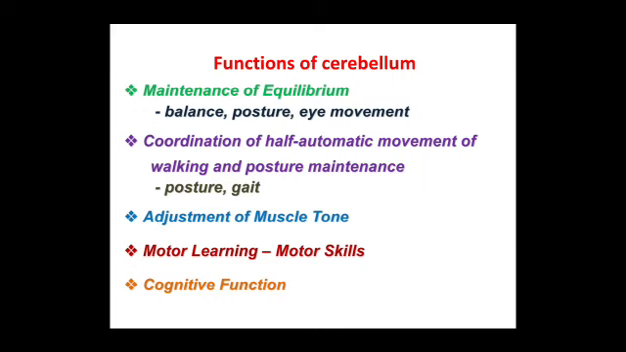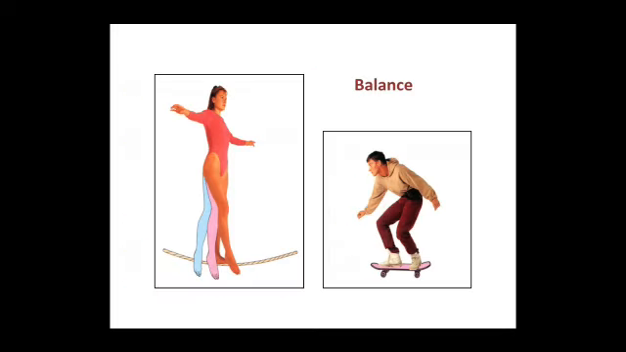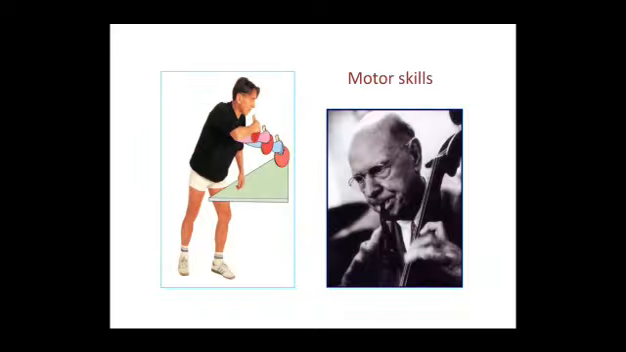So main functions of the cerebellum are maintenance of equilibrium, especially balance, posture and eye movements, coordination of half automatic movements of walking and posture maintenance, that is posture and gait, adjustment of muscle tone, motor learning, motor skills and cognitive function. Here balance and equilibrium, motor skills.